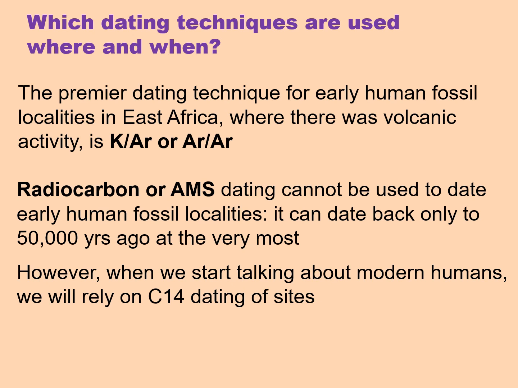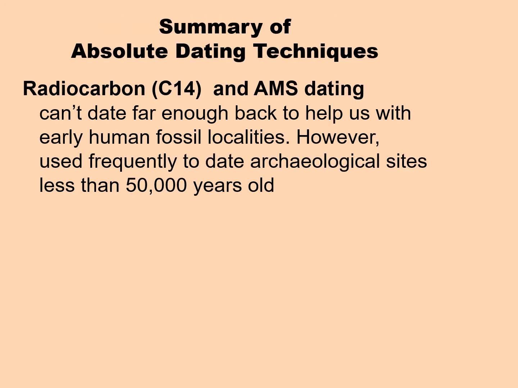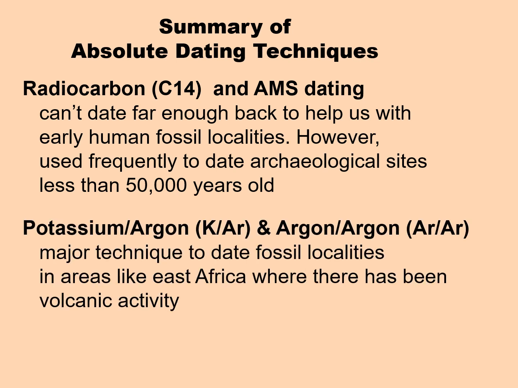Now, radiocarbon or AMS dating cannot be used to date early human fossil localities because it can date back only to 50,000 years ago at the very most. However, when we start talking about modern humans, we will rely on C14 dating of sites. So radiocarbon or AMS dating can't date far enough back to help us with early human fossil localities, but they're frequently used to date archaeological sites that are less than 50,000 years old. Whereas potassium-argon and argon-argon are major dating techniques to date fossil localities in areas like East Africa, where there has been volcanic activity.